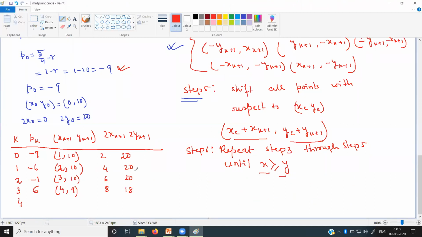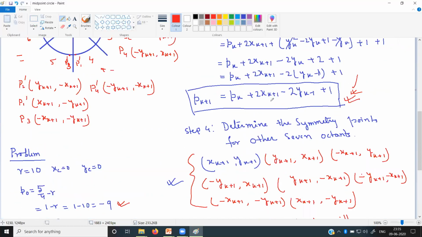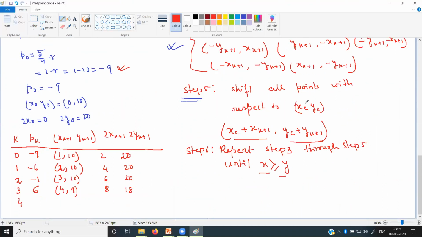So pk is 6 plus 8 minus 18 plus 1. So if you calculate, it will become minus 3. Minus 3 means again negative. Negative means x will be incremented by 1, but y will remain as it is. So it will be 10 and it will be 18.